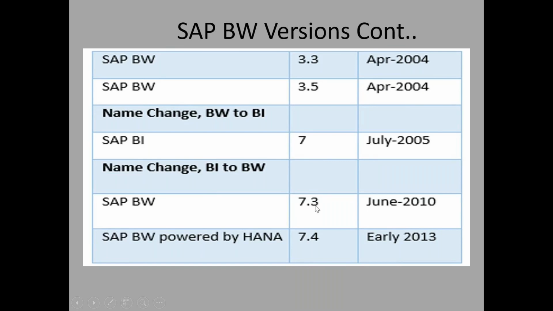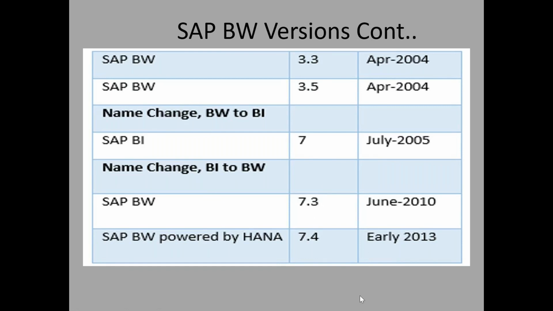Till version 7.3, SAP didn't have their own database, not only for BW, even for SAP ECC or CRM, SCM. So they didn't have any standard data source of their own. They were using third party data sources like Oracle and SQL servers. So with respect to BW, till 7.3, they didn't have their own database.